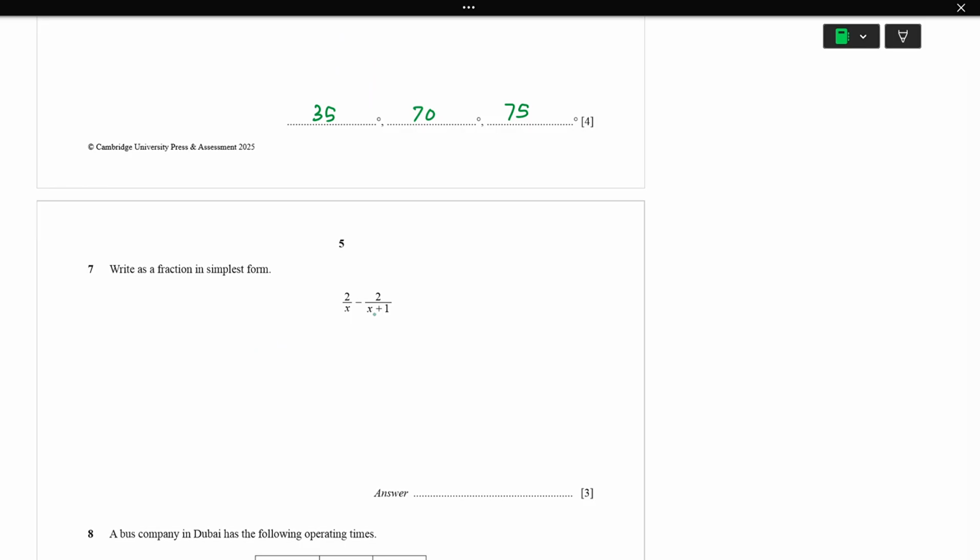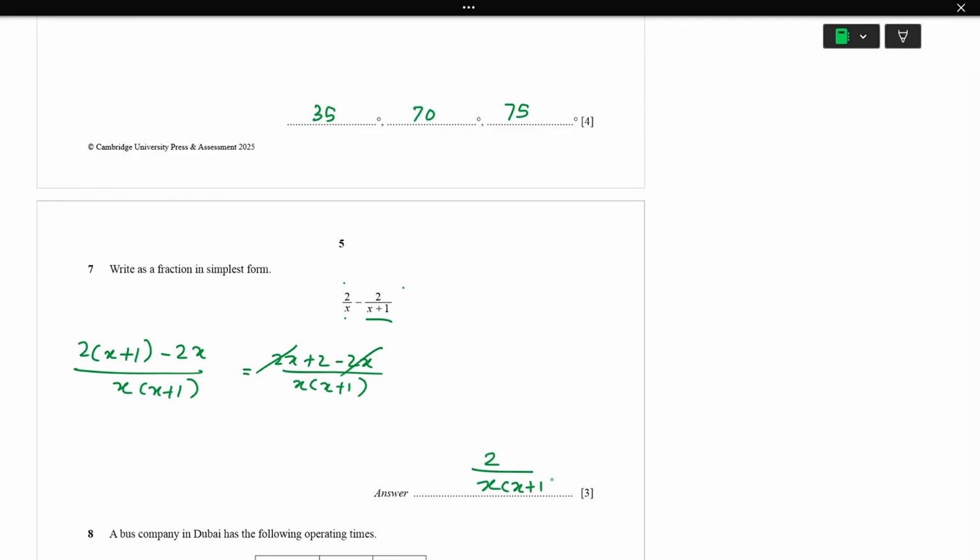2 by x minus 2 by x plus 1. So we'll make the denominator the same. So I'm going to multiply this x plus 1 to here and this x to here. So 2 times x plus 1 minus 2 times x over x into x plus 1. So just expand the numerator: 2x plus 2 minus 2x over x into x plus 1. So this is 0. So the final answer is going to be 2 over x into x plus 1.